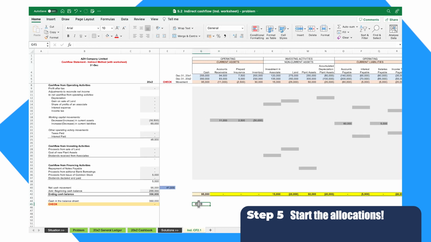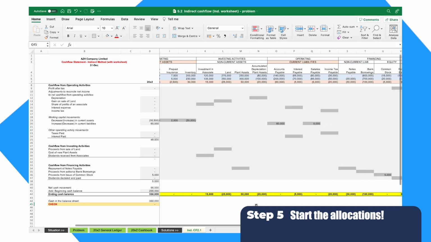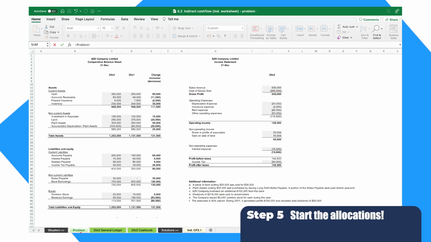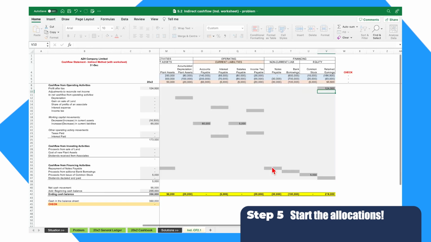I don't follow any rules whether to go left to right or right to left, but I normally check on which ones I would have more information on so that I can do the easiest ones first. For example, in the retained earnings section, we know that this 93,500 is composed of two movements. Number one is the net income during the year, which is 124,500, because we are already using profits after tax.